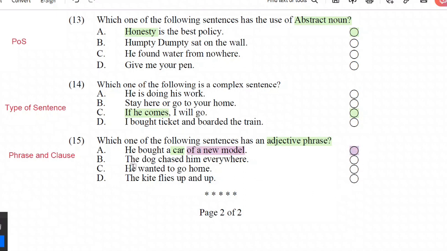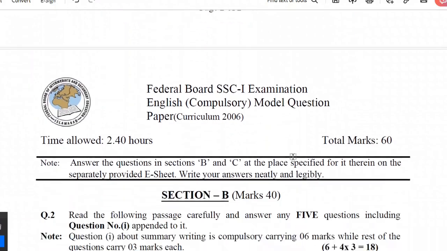Moving towards the next question, the dog chased him. Where? Everywhere. So this is an example of an adverb phrase. He wanted to go. Where? Home. This is again adding to the meaning of the verb. Hence, this is an example of an adverb phrase again. The kite flies up and up. Where is the kite flying? Up and up. This is again an example of an adverb phrase. The first one is the example of an adjective phrase. I hope everything is clear so far.